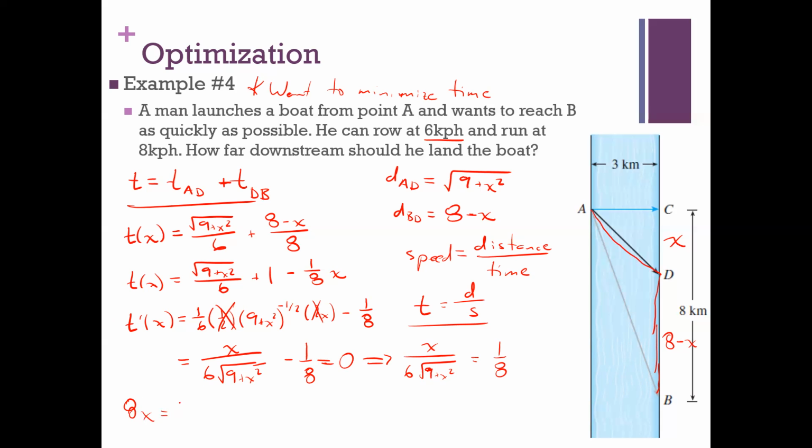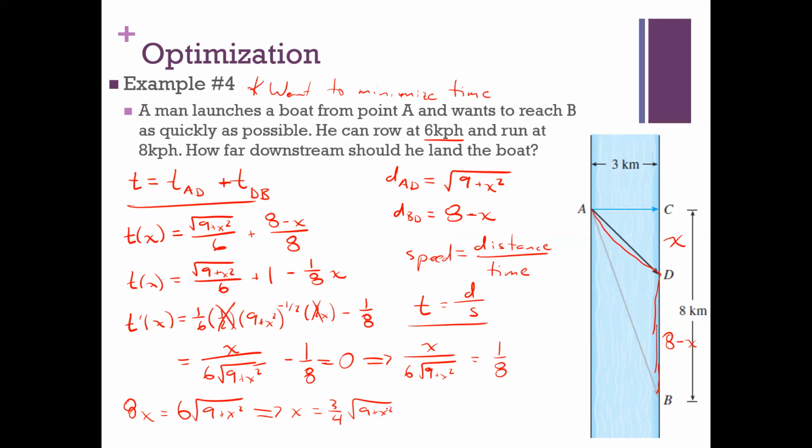Cross multiplying gives me this: 8x equals 6 times the square root of 9 plus x squared. How do I solve this thing? What's that? Divide by 8 will give me x equals 3/4 times radical 9 plus x squared. That radical is really messing us up.